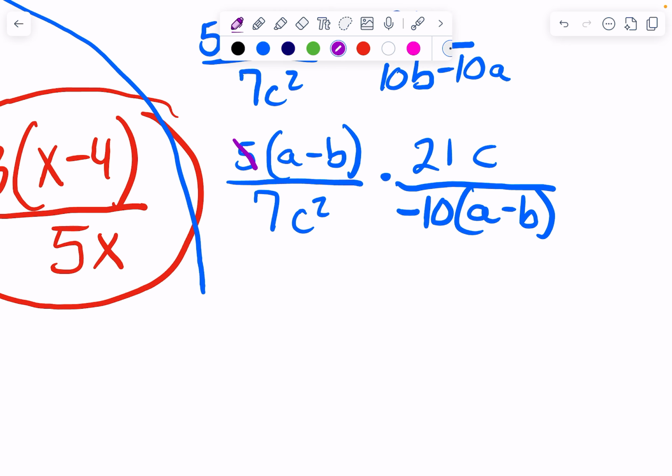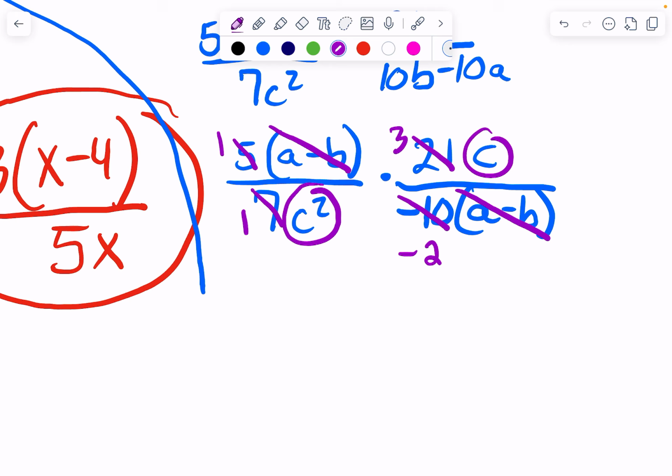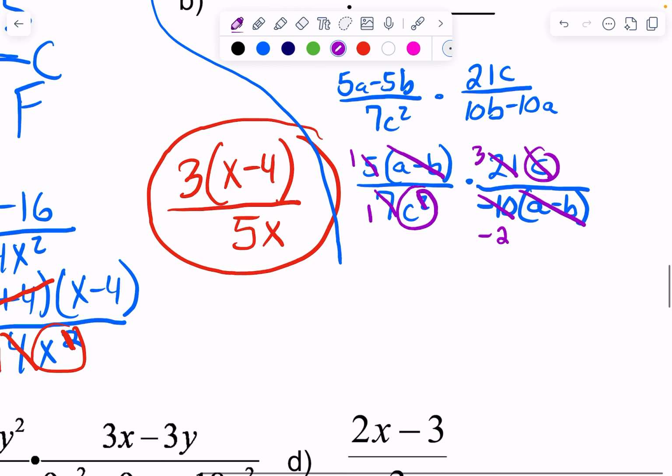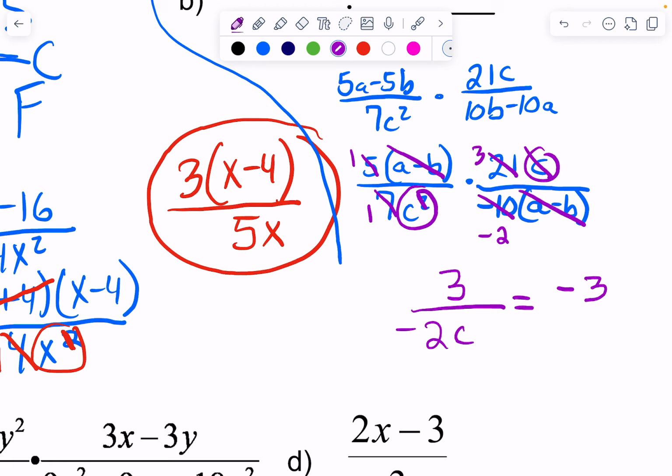So now, 5 goes into 5 one time, 5 goes into negative 10, negative 2 times. 7 goes into 7 one time, 7 goes into 21 3 times. A minus b cancels out with the a minus b in the denominator. And of course, c divided by c squared, you're subtracting exponents. So this c cancels. I've got one c left in the denominator. So my answer would be 3 over negative 2c. And we always want to bring that negative up to the numerator. So we've got a final answer of negative 3 over 2c.